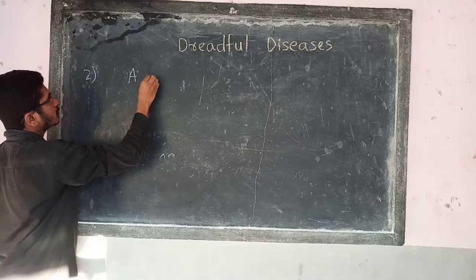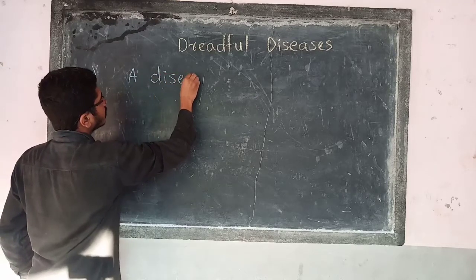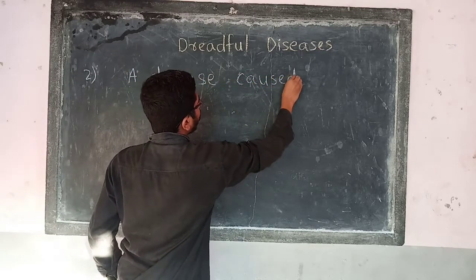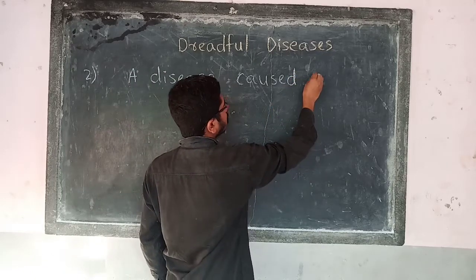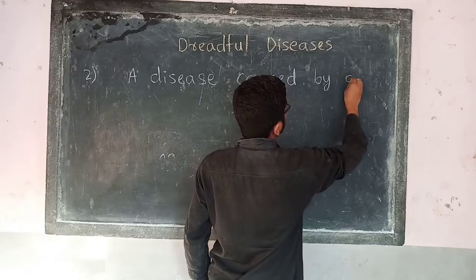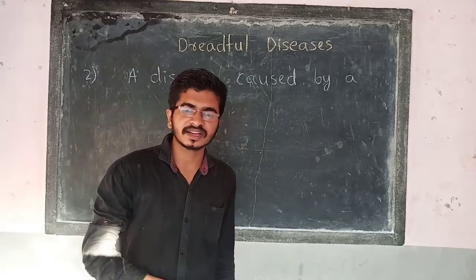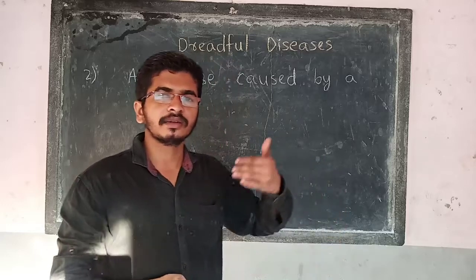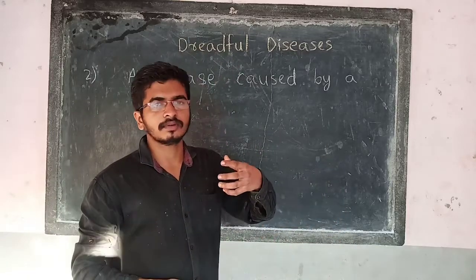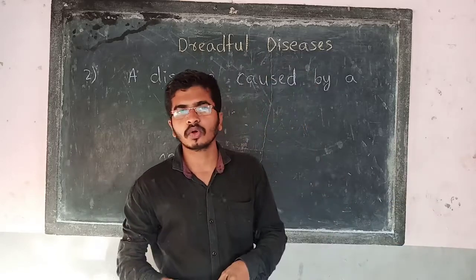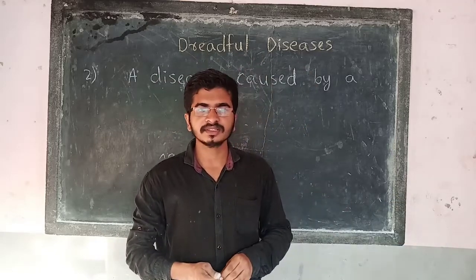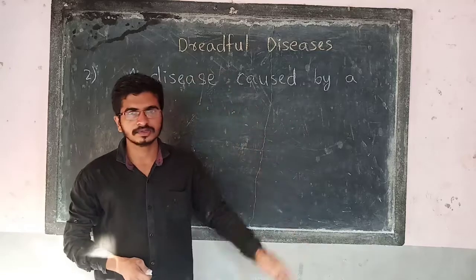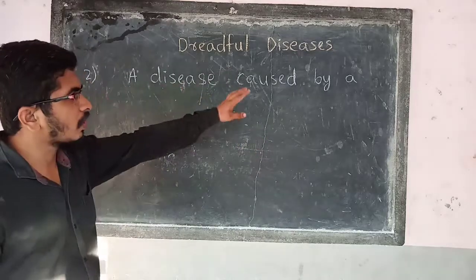A disease caused by a virus. What is meant by virus? Virus means nothing but a disease which transmits from one person to another person, either through blood, or nowadays corona is going on. That is a virus, right? It is transmitting from one person to another person through our saliva or mucus. Clear?